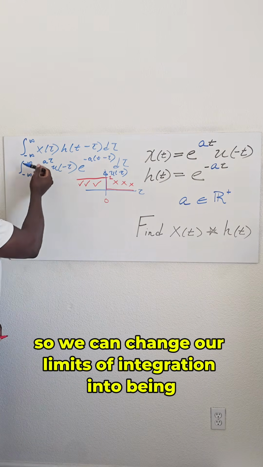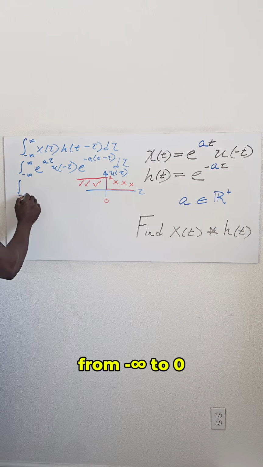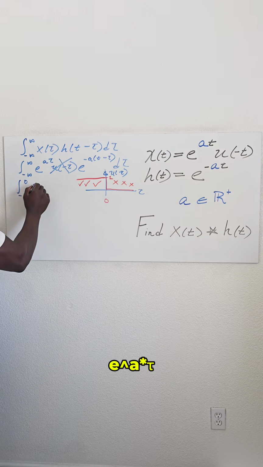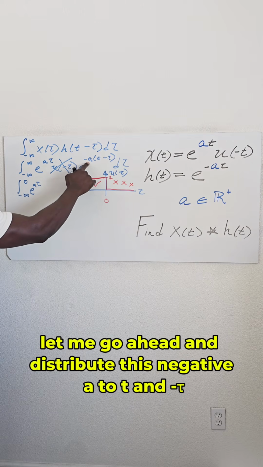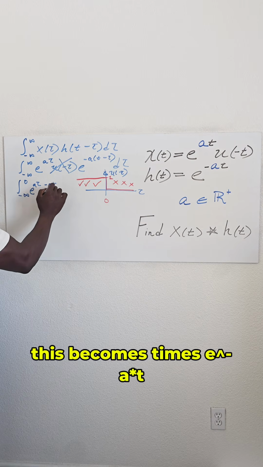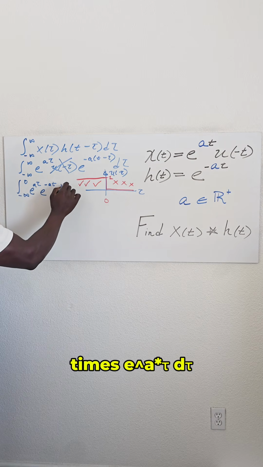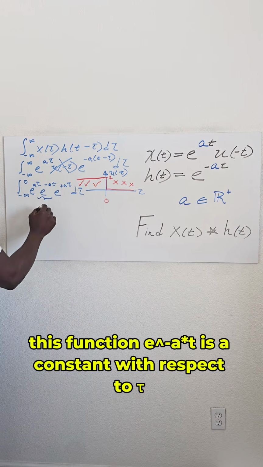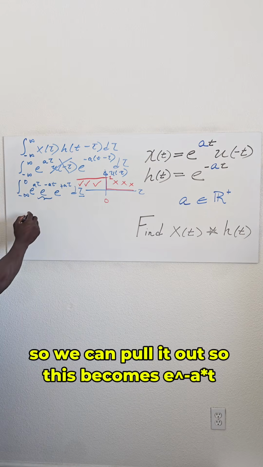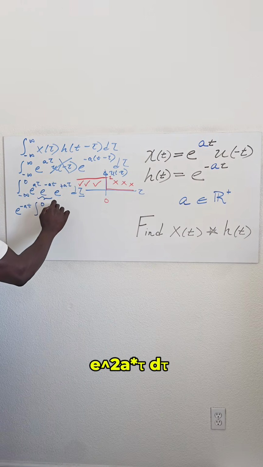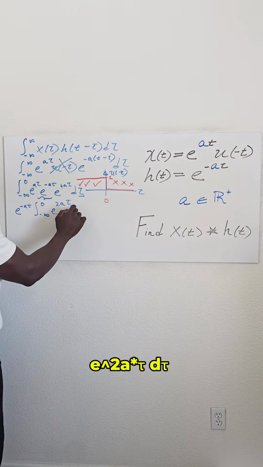So we can change our limits of integration into being from negative infinity to 0 to get rid of this function here, e to the a tau. Let me go ahead and distribute this negative a to t minus tau. This becomes times e to the minus at times e to the positive a tau d tau. This function e to the minus at is a constant with respect to tau, so we can pull it out. So this becomes e to the minus at, integral from negative infinity to 0, e to the 2a tau d tau.